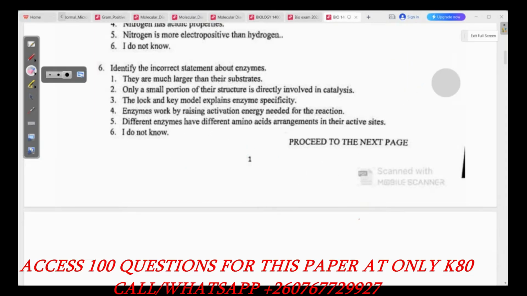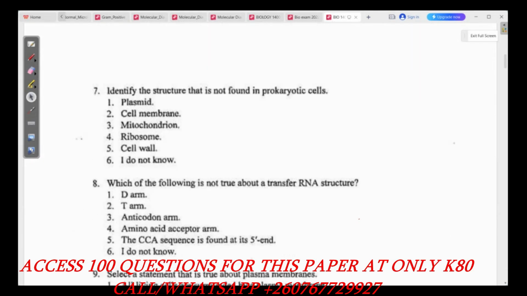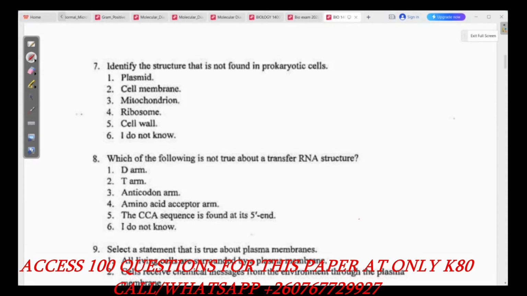So hence, that's the incorrect statement for this question. Question 7. Identify the structure that is not found in prokaryotic cells. So we know that some organelles are missing in prokaryotic cells. Plasmid, yes, these are DNA which can be transferred from one bacteria to another. So they have plasmid.